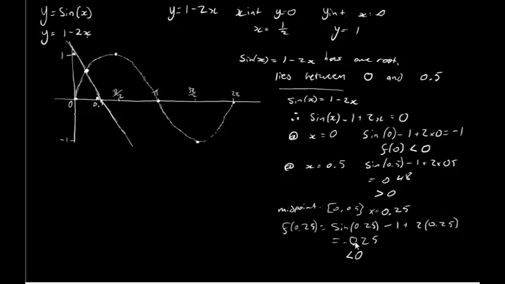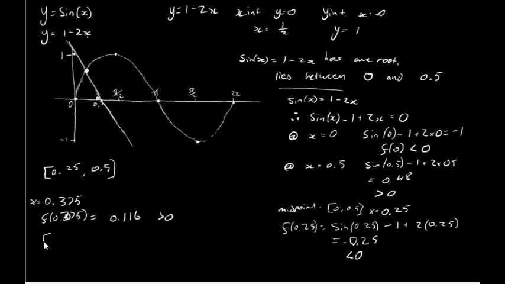So the root lies in the interval between 0.25 and 0.5. The midpoint of those two is going to be 0.375, and then finding f of 0.375 gives us 0.116, which is greater than 0.